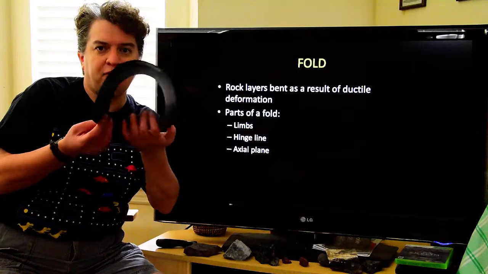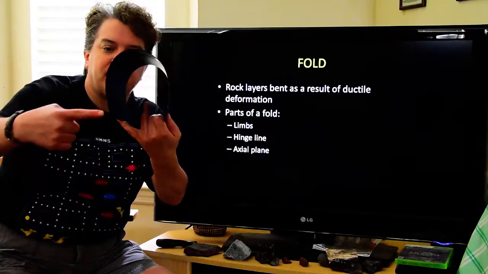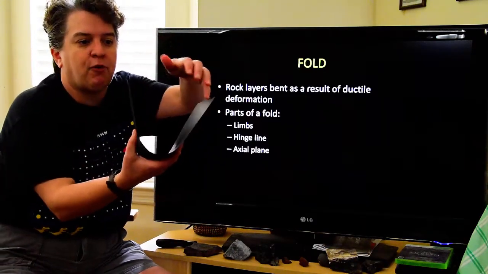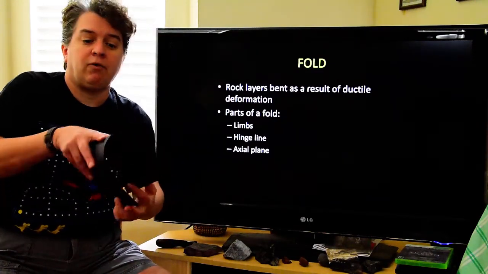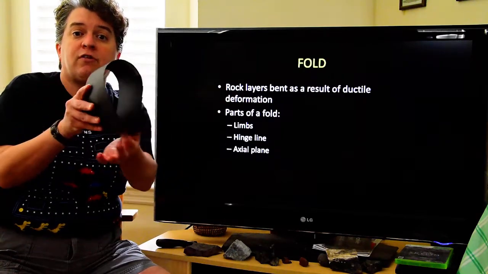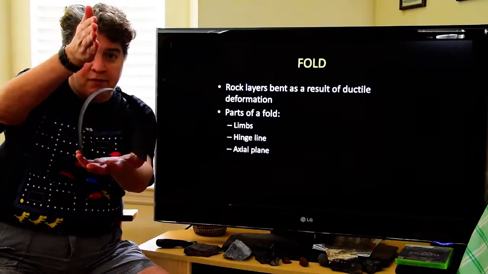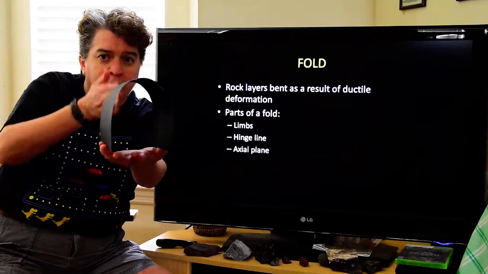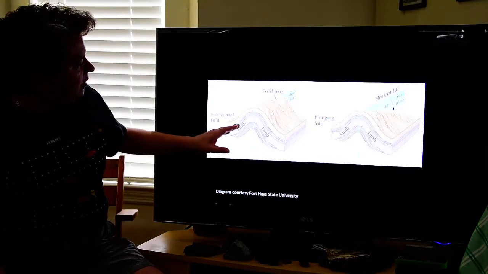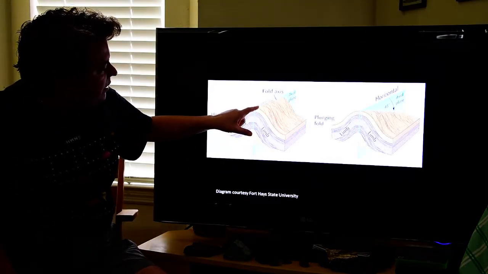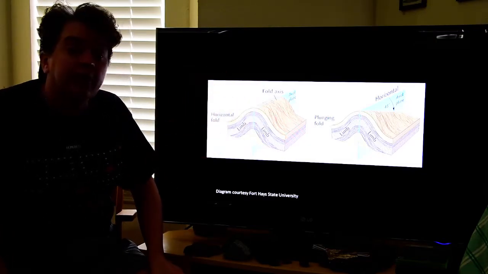Now, if we have this, there's my nice fold of paper. These are going to have limbs. The limbs are like the legs, or if it's folded in this way, the arms of the fold. And then we also have the hinge line. The hinge line is the line around which it's folded. And then we also have the axial plane. And a plane is a surface. The axial plane is a surface that cuts the fold in half. And that's what we can see right here. There's our limbs. This would be our hinge line. And then there's the axial plane that slices the fold in two.